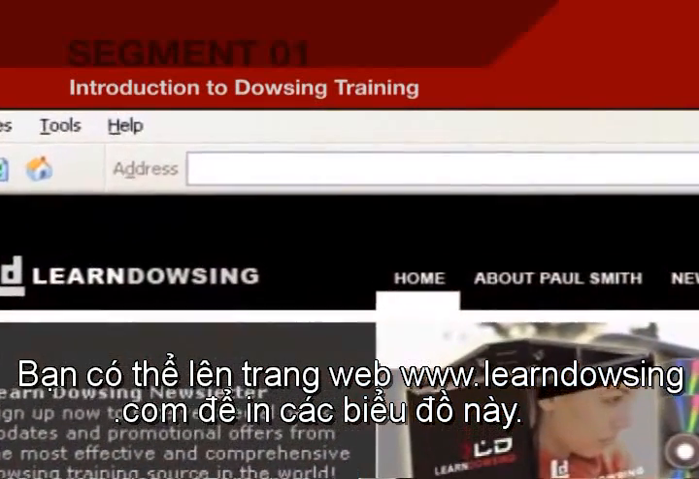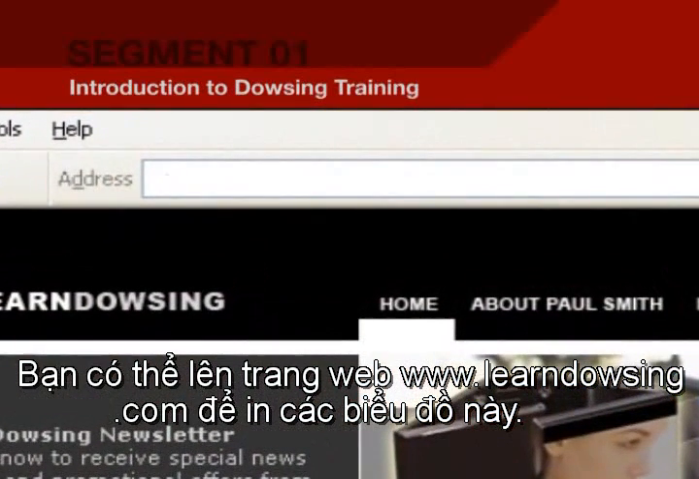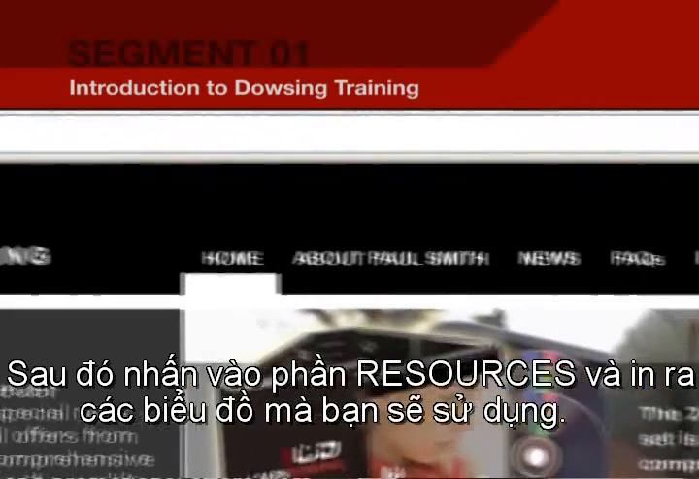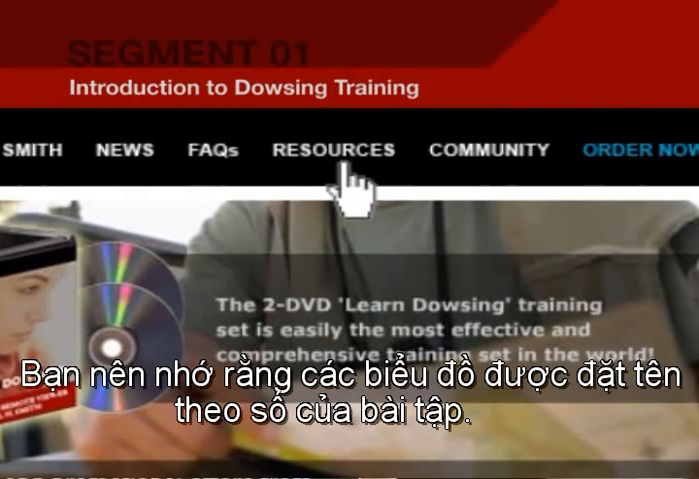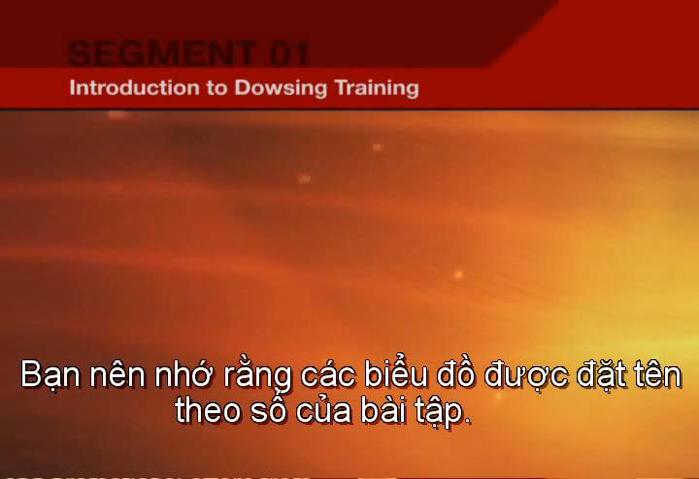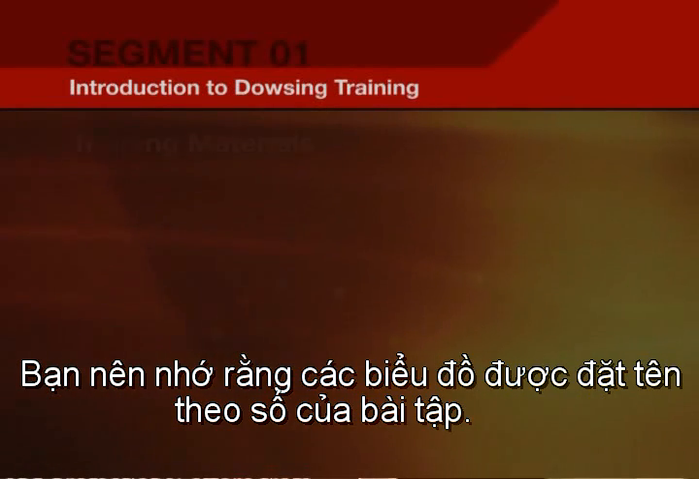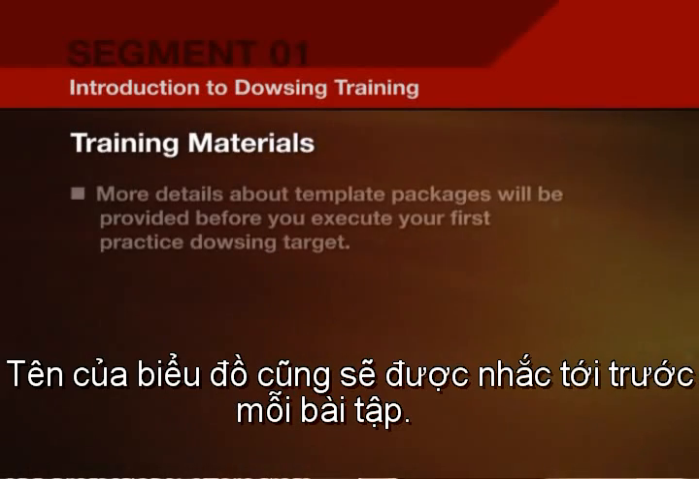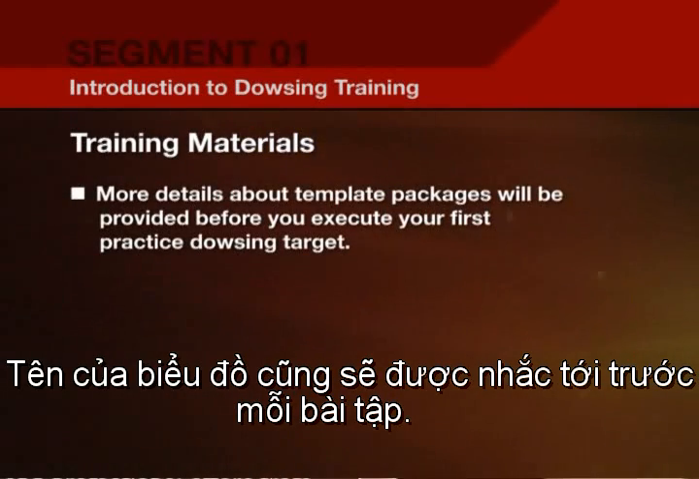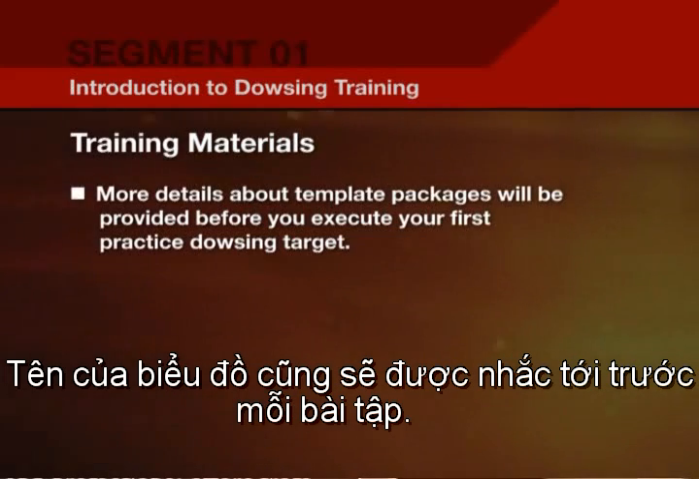First, if you have internet access, visit www.learndowsing.com and access the Resources page. Here you can print out all of the session templates you will be executing throughout the 2 DVDs. Remember, the target templates are labeled according to which exercise is being executed, beginning with Template Package 1. The template package you'll need for an associated exercise will also be made clear once you reach that training segment.